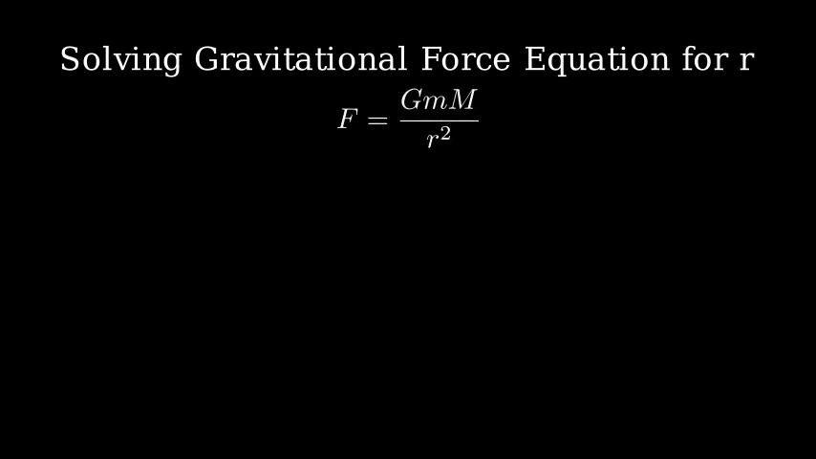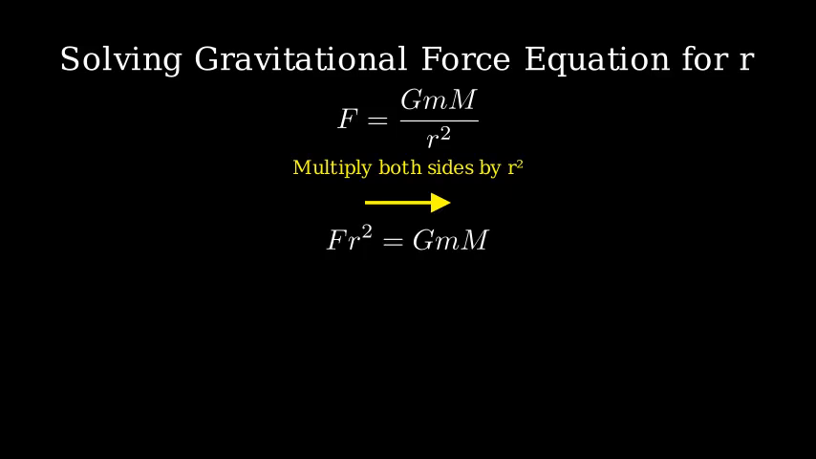Let's solve the gravitational force equation for r, the distance between the masses. We start with F equals G m m divided by r squared. To solve for r, let's first multiply both sides by r squared. This will get rid of the fraction.